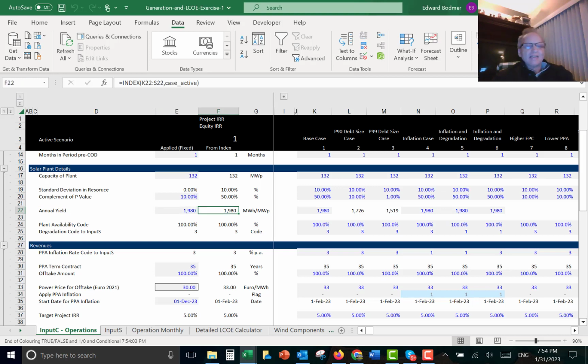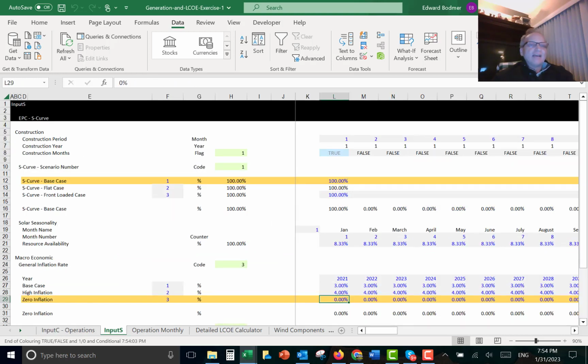Okay. Now again, we have the same kind of thing. And what did I do here for the S curves? I put everything in 100% upfront in order to reconcile to a levelized cost analysis.